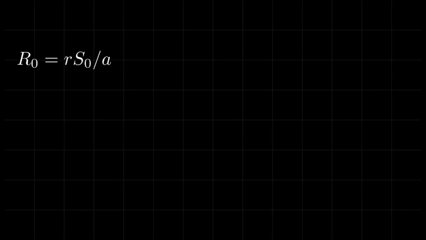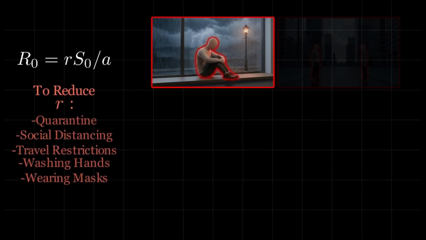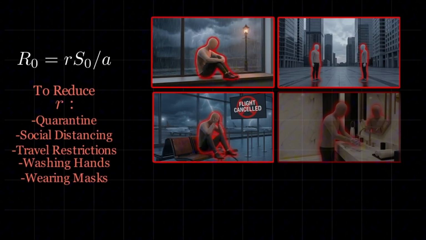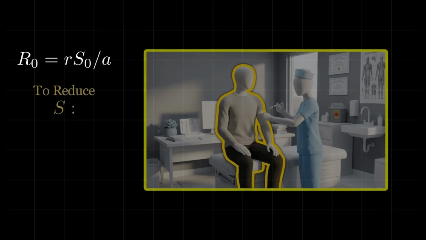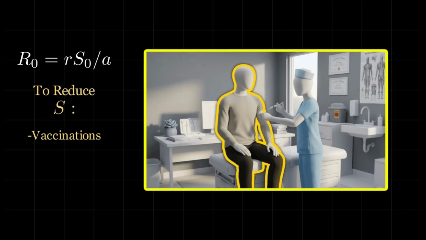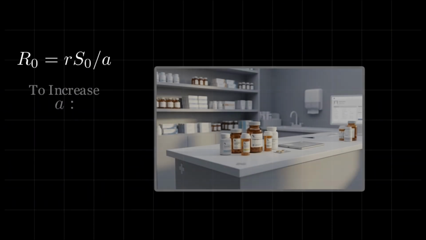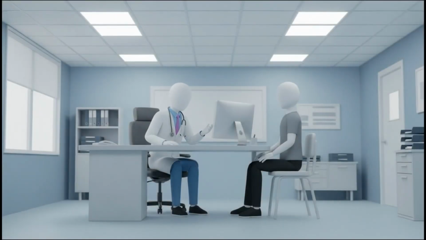Regarding R, the transmission factor, we can reduce it by utilizing methods like quarantine, social distancing, travel restrictions, washing hands, and wearing masks. For S, susceptibles, we can reduce it by vaccinating the population. And for A, the recovery rate, we can increase it by developing medicines and treatments that help infected people recover quicker. So, let's go back to the original question.